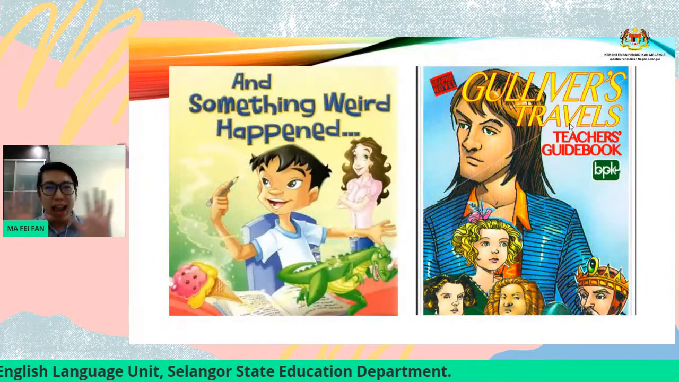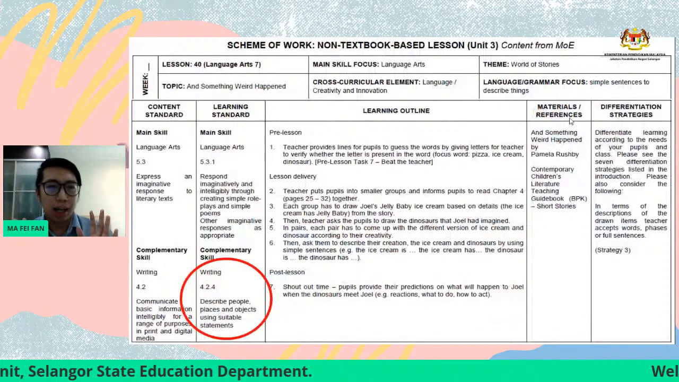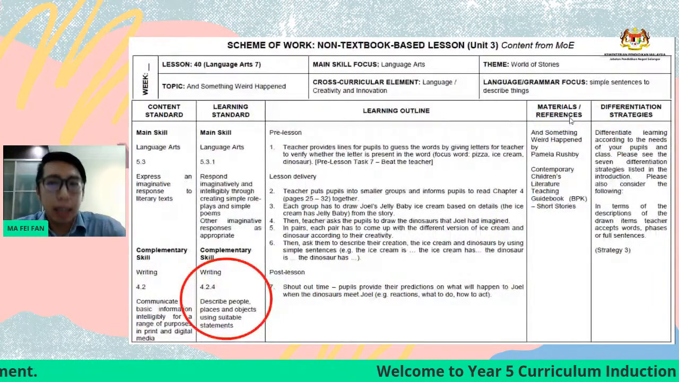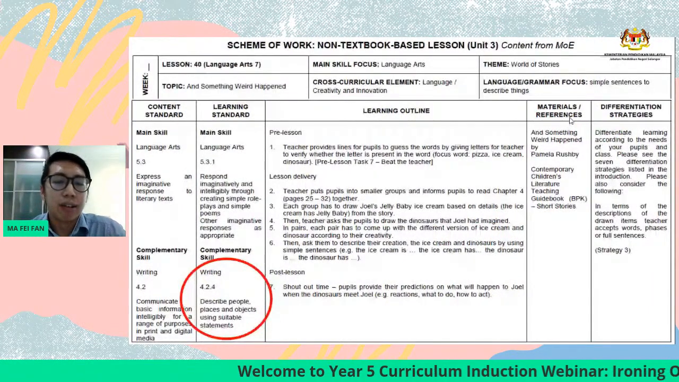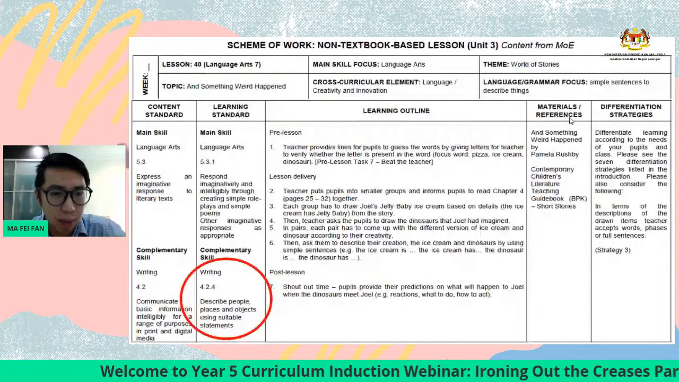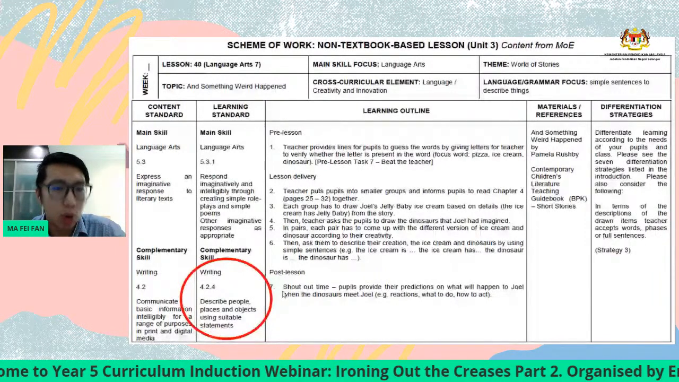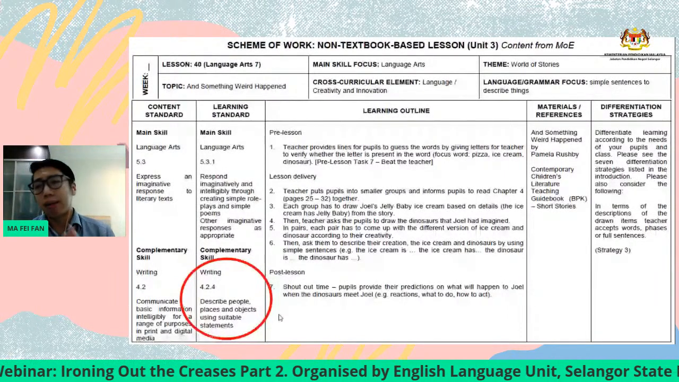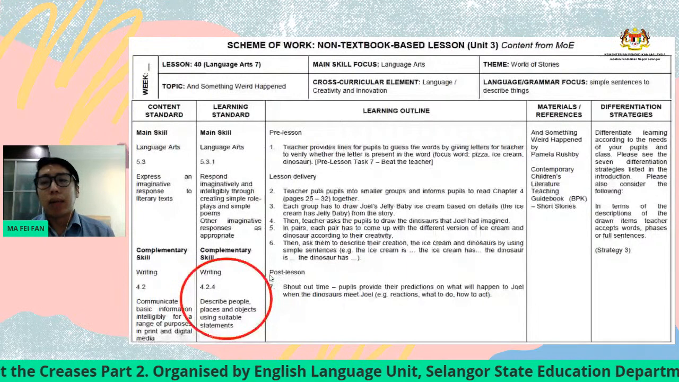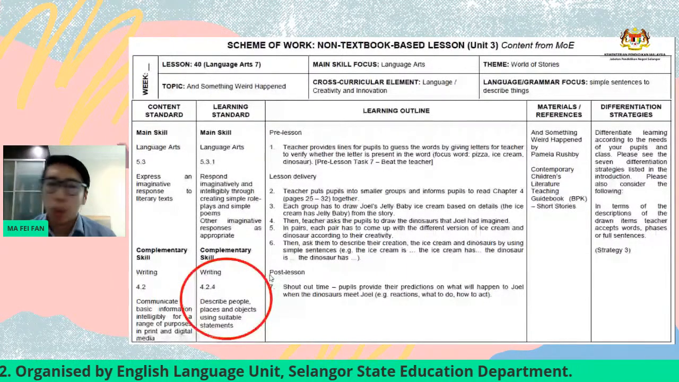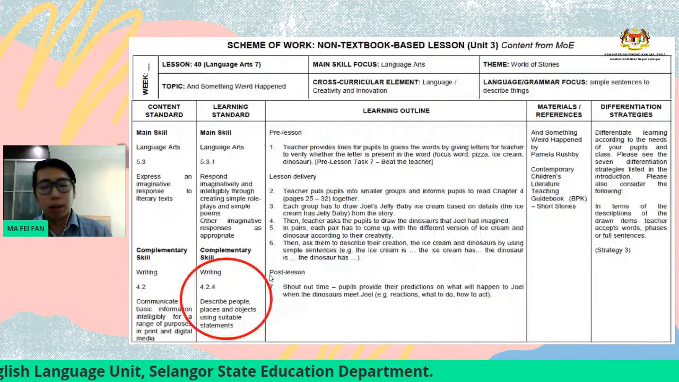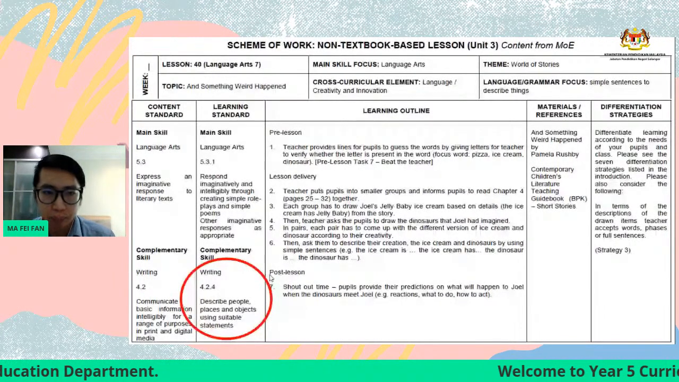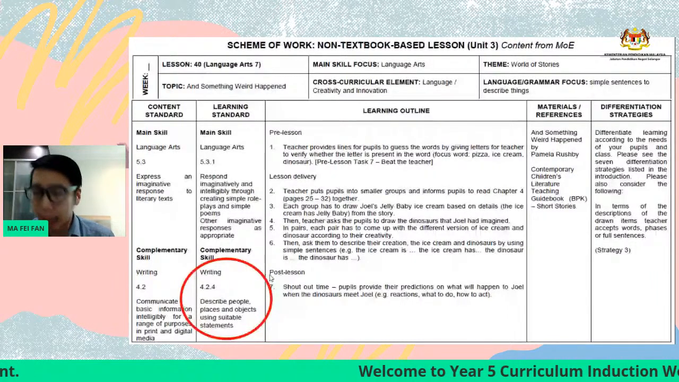So this is an example of a language arts lesson as stated in the SOW. I put a red circle here because I want to draw your attention to this particular part, because a language arts lesson must be complemented with one of the 4 skills. It can be either listening, speaking, reading, or writing as the complementary skill.